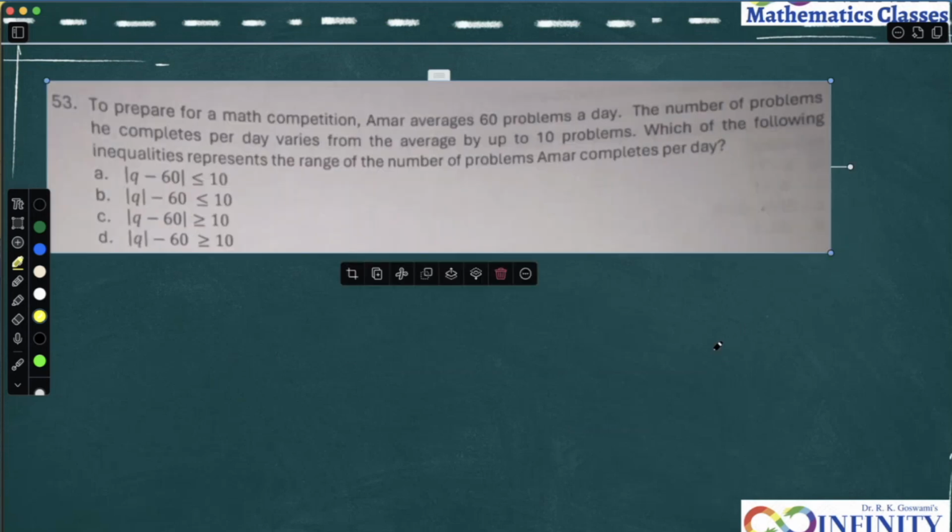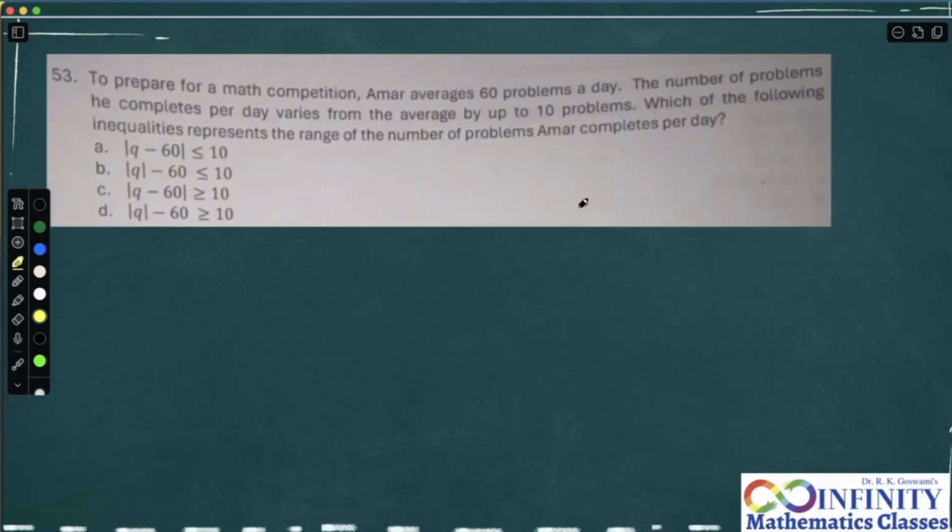To prepare for a math competition, Amar averaged 60 problems a day. The number of problems he completes per day varies from the average by up to 10 problems. Okay, that means minimum 50, maximum 70 there. Which of the following inequalities represents the range of the number of problems? The task is simple there.